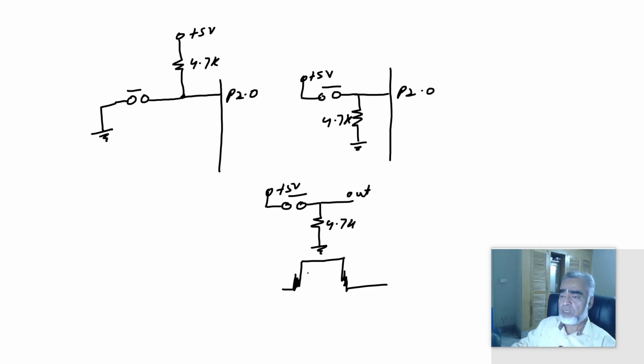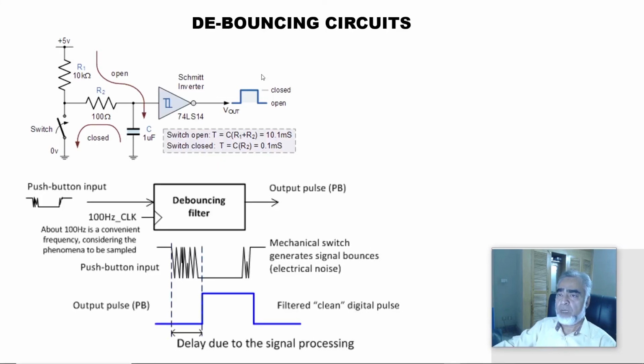To filter out this high frequency, we can use hardware or software techniques to eliminate it from the input. Here we have high frequency, and this frequency is called bouncing, and we can use two techniques, that is the hardware debouncing technique and the software debouncing technique. So let's see what debouncing circuits are. Here we can find debouncing circuits.